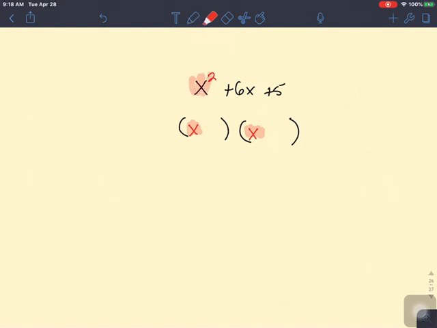We start here, and the question is, what number times itself gives you x squared? There's only one possibility. It's x to the first times x to the first. So we're pretty sure we know how these two binomials get started.